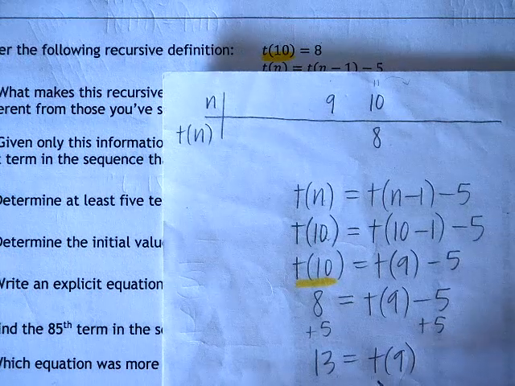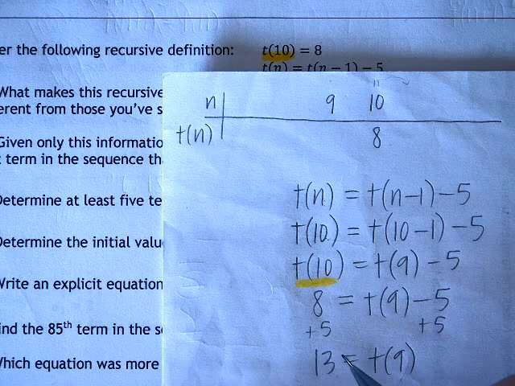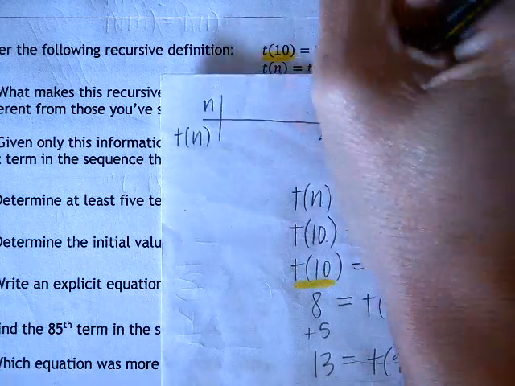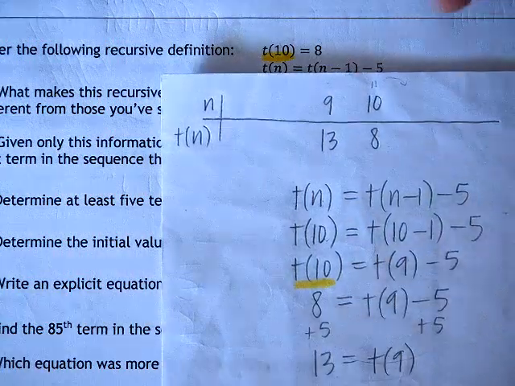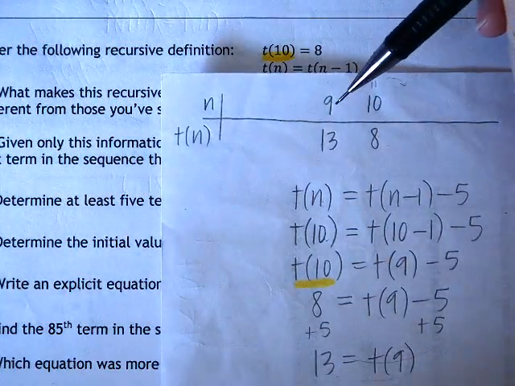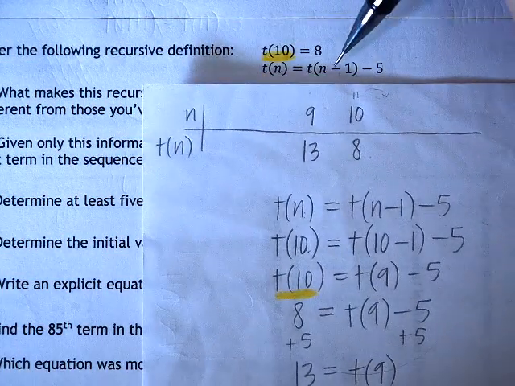Let's parse this for a moment. T of 9, the 9th term in the sequence, must be 13. I just kind of solved for it algebraically. But now that I write that in my table, I'm going to reflect for a moment. That does seem to kind of make sense with what the recursive definition was telling me.